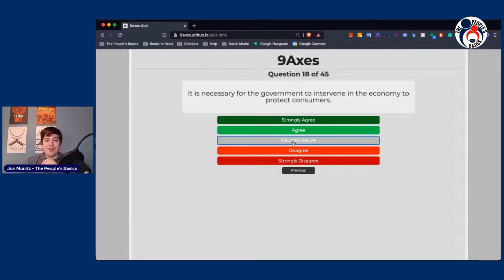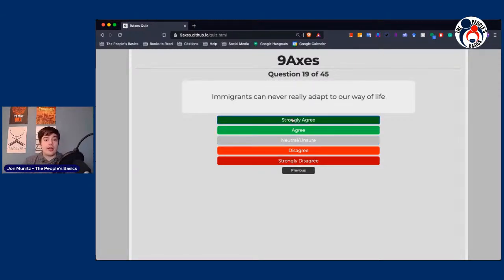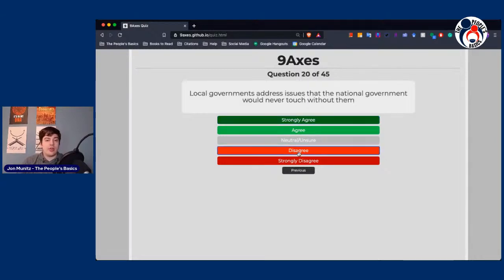It is necessary for the government to intervene in the economy to protect consumers. Strongly agree. We did that in the other test explaining why. Next, immigrants can never really adapt to our way of life. Disagree. We explained that again in the other test.